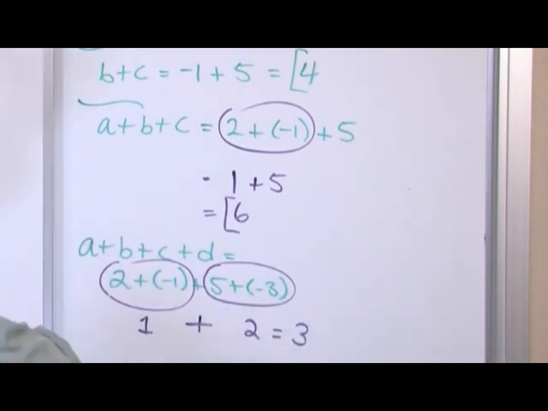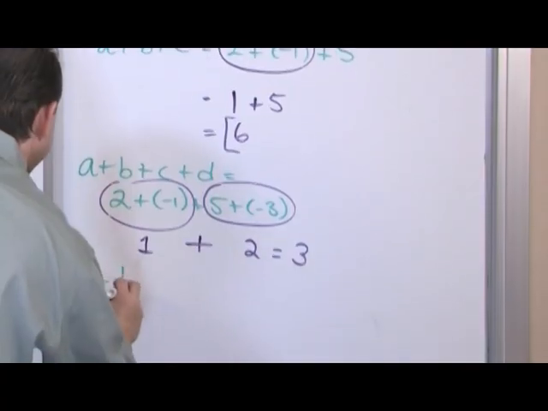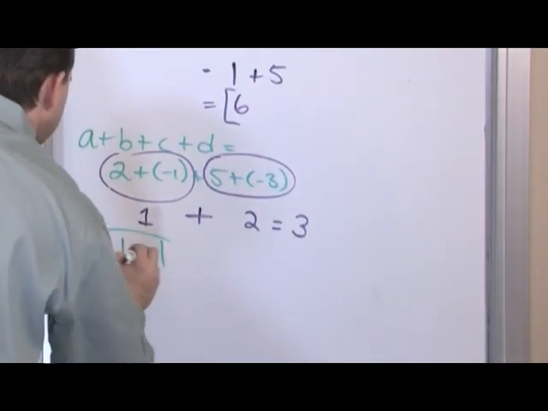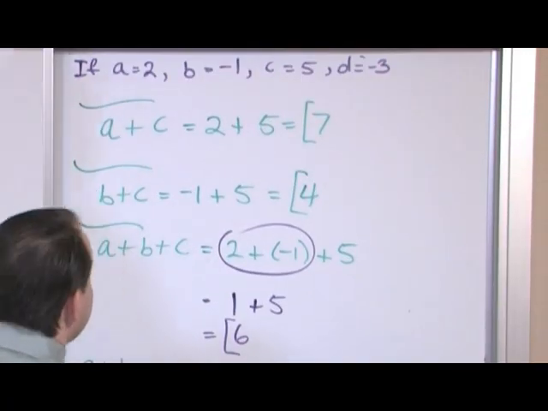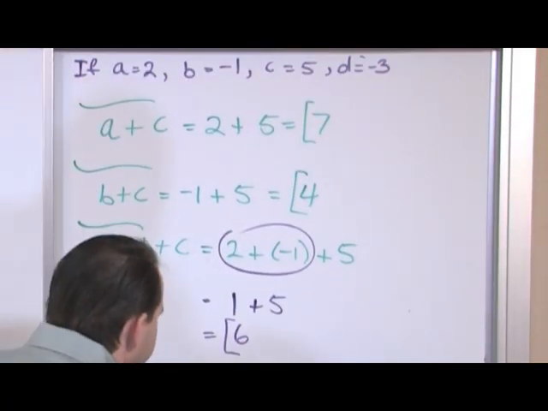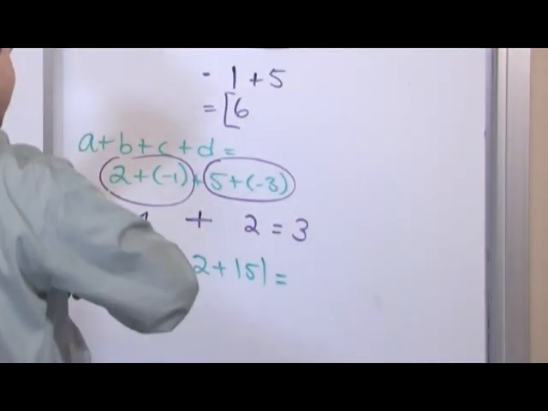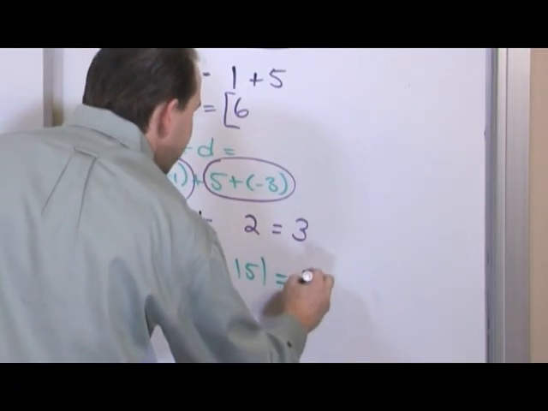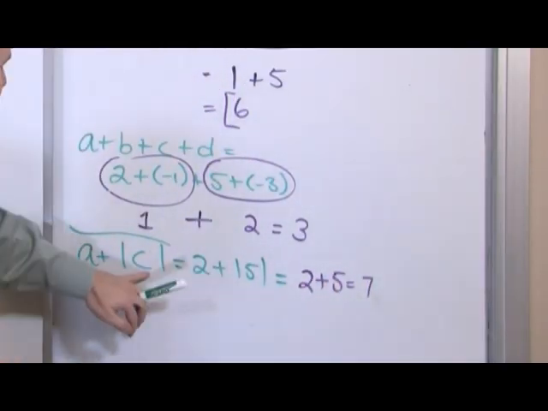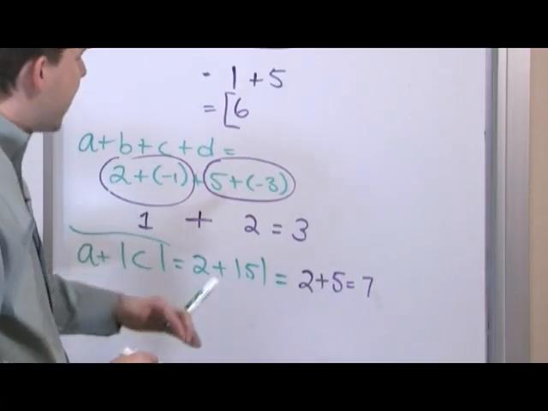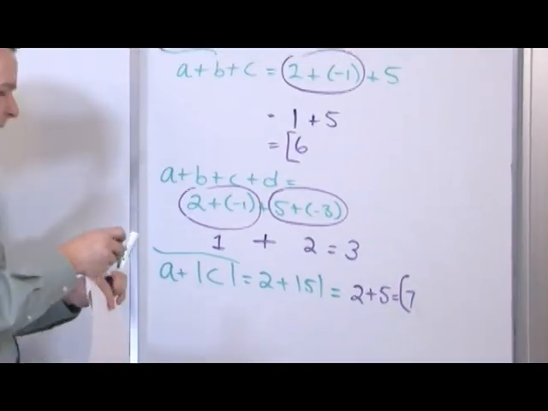That's perfectly fine. One final problem. If you had A plus absolute value of C, then it would be the same thing. A is 2 plus absolute value of C is 5, right? And so then you would convert that over to what you know. The absolute value of 5 is just simply 5, so 2 plus 5 is 7. And if you had a different letter in here, you would just take the absolute value of that and then you would add it together. So the answer is 7.